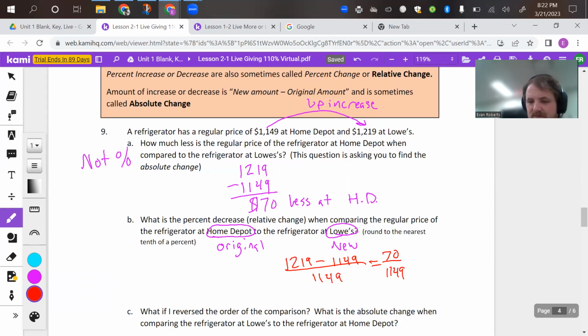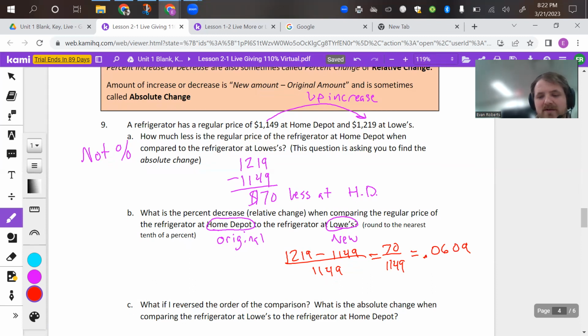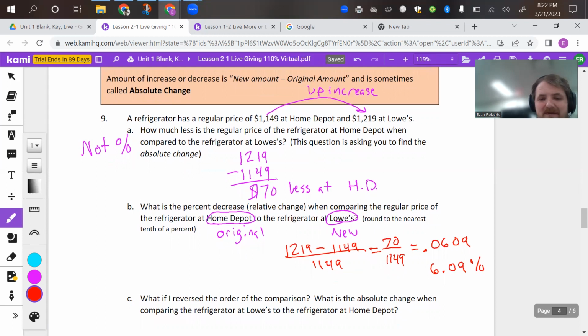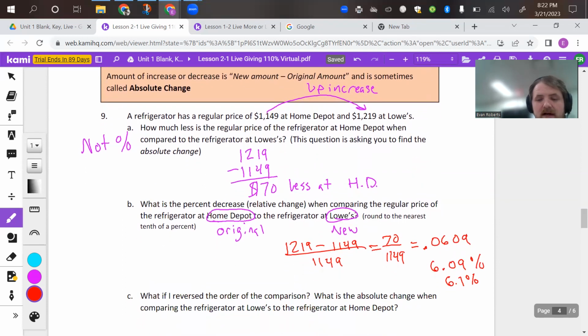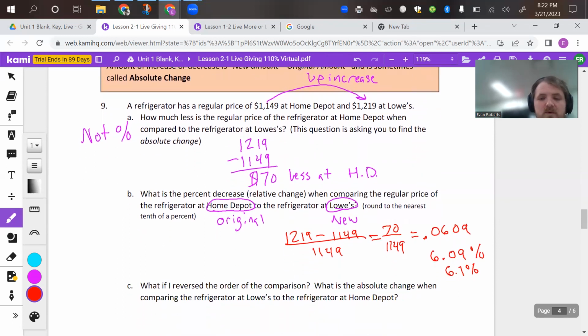So again, you're probably not going to sit at the grocery store or Lowe's and do this equation, but this is saying that there is a 0.0609 decimal. So it looks like that would become 6.09%, which rounding that to the tenth place, that would be 6.1%. Again, for me, I'm probably not going to solve it that way if I'm sitting there at the store, but that's just one way you can do it.